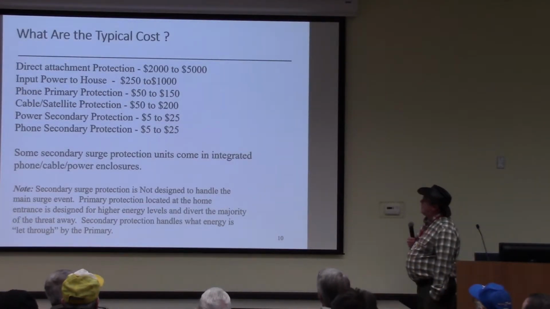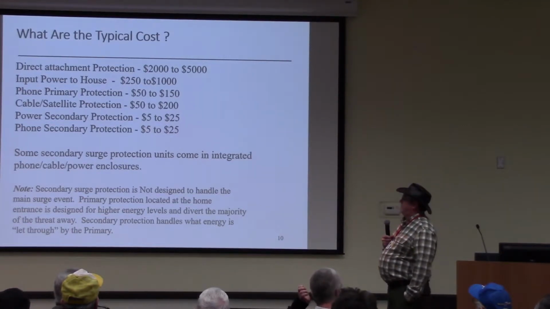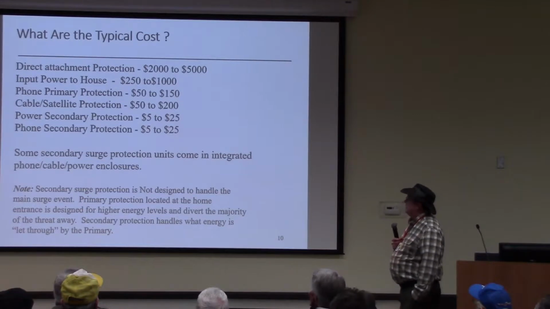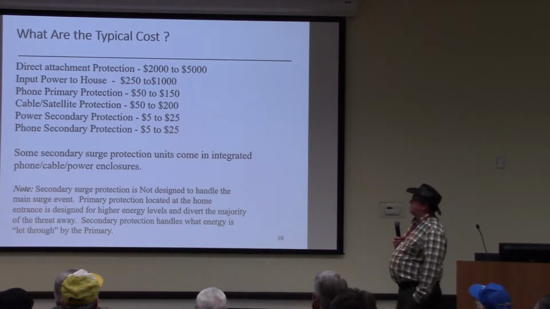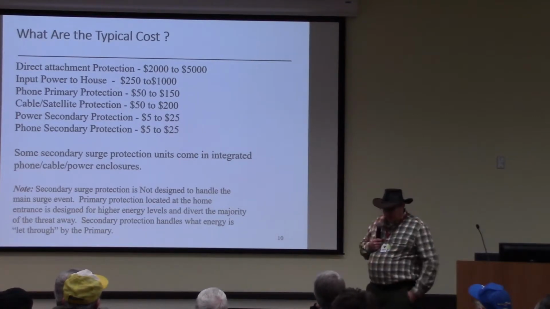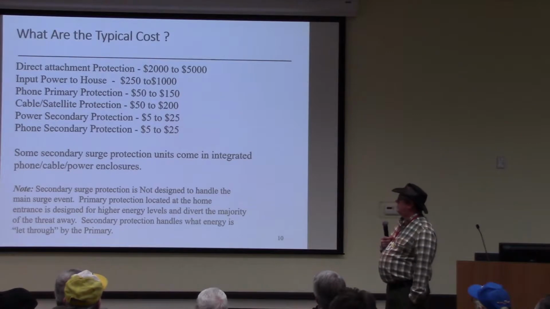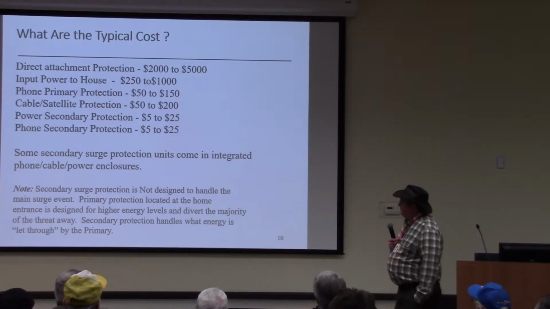So, some rough costs of what it takes to protect your equipment and house. Roughly $2,000 to $5,000 for direct attachment. Input power coming into the house, $500 to $1,000. Primary phone, $50 to $150. Satellite, up to $200. Then secondary protection.